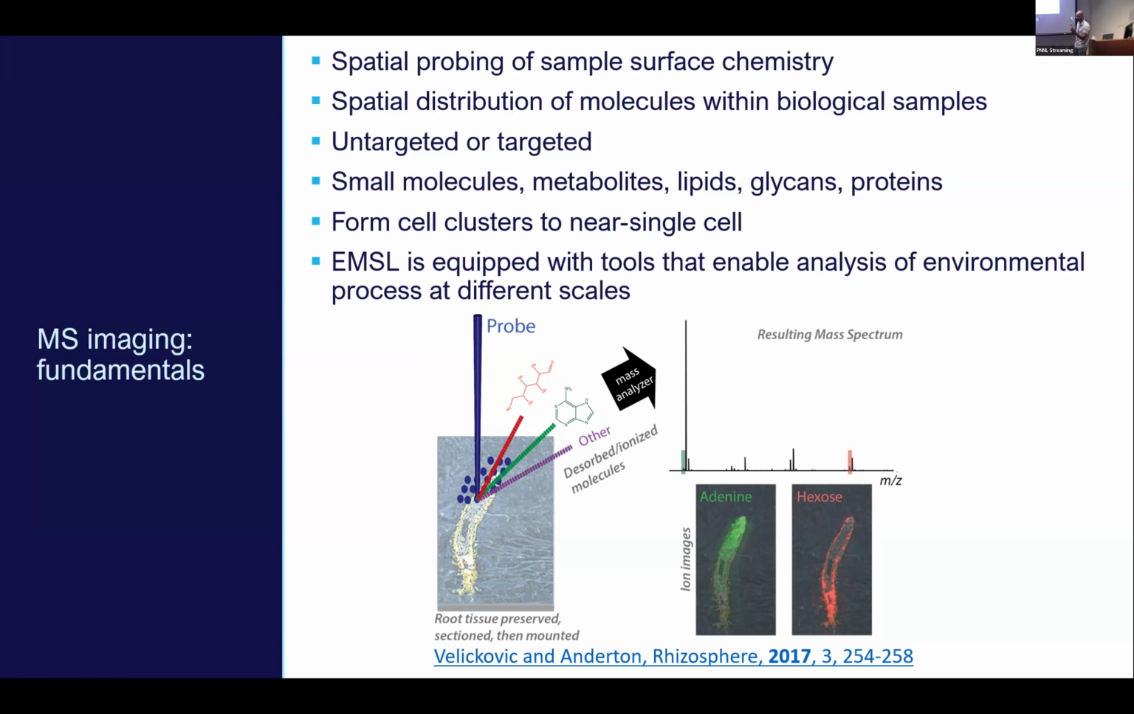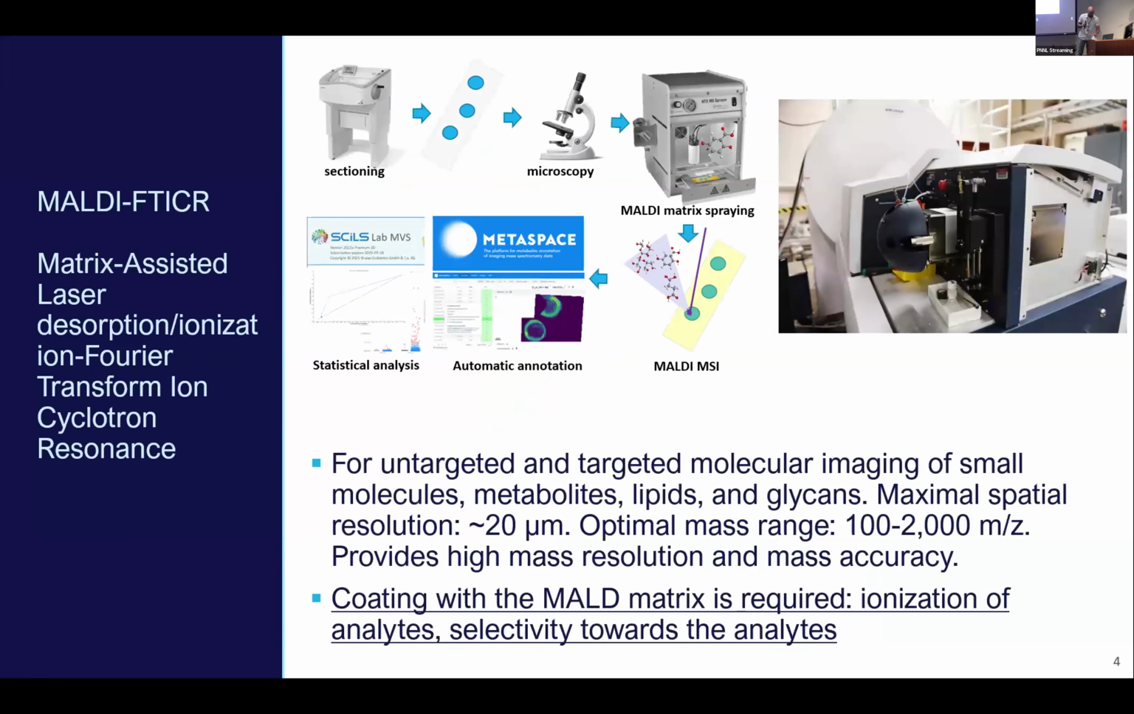And EMSL, as Tamas mentioned at the beginning, is equipped with a lot of tools that enable analysis of environmental processes at different scales. But today I want to focus on MALDI mass spectrometry imaging. It's the most common, most robust, and definitely most employed mass spectrometry imaging modality for analyzing intact molecules, so for molecular analysis.